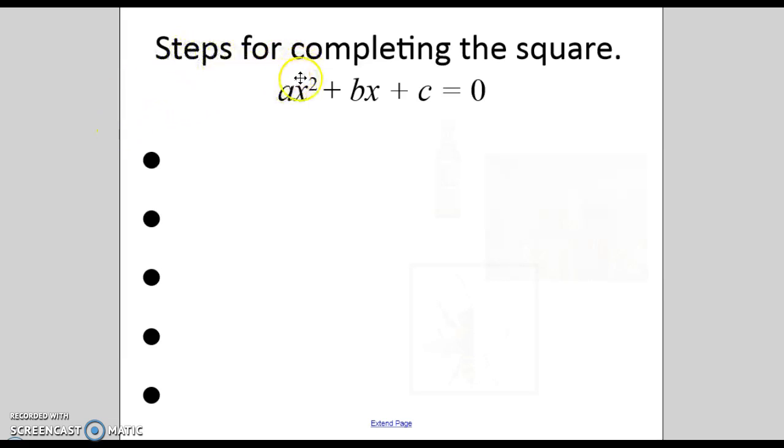So first you need it in the form ax squared plus bx plus c equals 0. a is the coefficient of x squared, b is the coefficient of x, and c is called our constant, and it needs to be equal to 0.